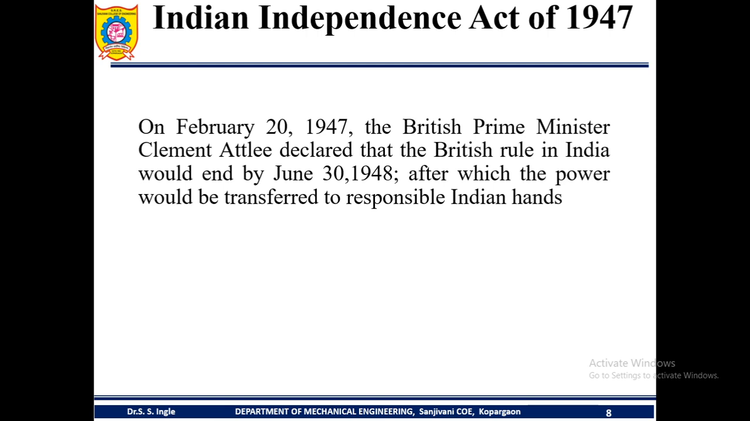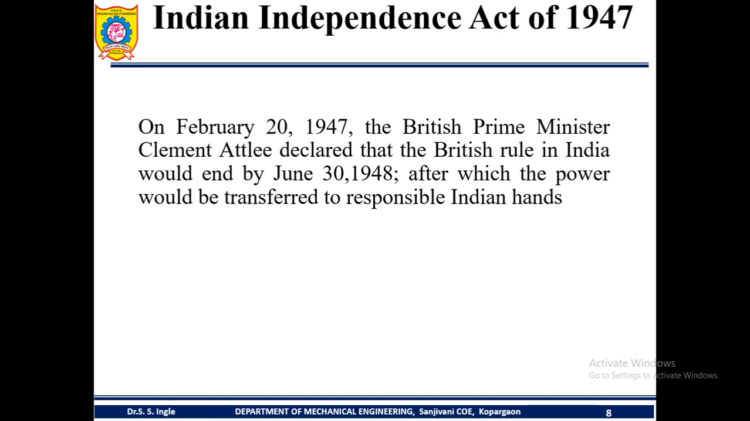After this, the Indian Independence Act of 1947 comes into the picture. On February 20, 1947, the British Prime Minister Clement Attlee declared that British rule in India would end by June 30, 1948, after which power would be transferred to responsible Indian hands.